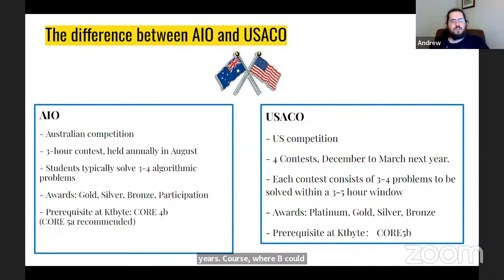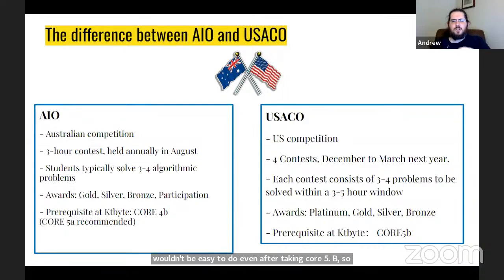USACO is a little bit more challenging. Core 5B is what we would recommend for that. And to be honest, these things vary. USACO itself has gotten a little bit more difficult over the years, which is actually another reason to make sure to do the AIO, because it will be a little less intimidating to get started that way. So right now we recommend Core 5B, but it certainly wouldn't be easy to do even after taking Core 5B. So yeah, please do recognize that.